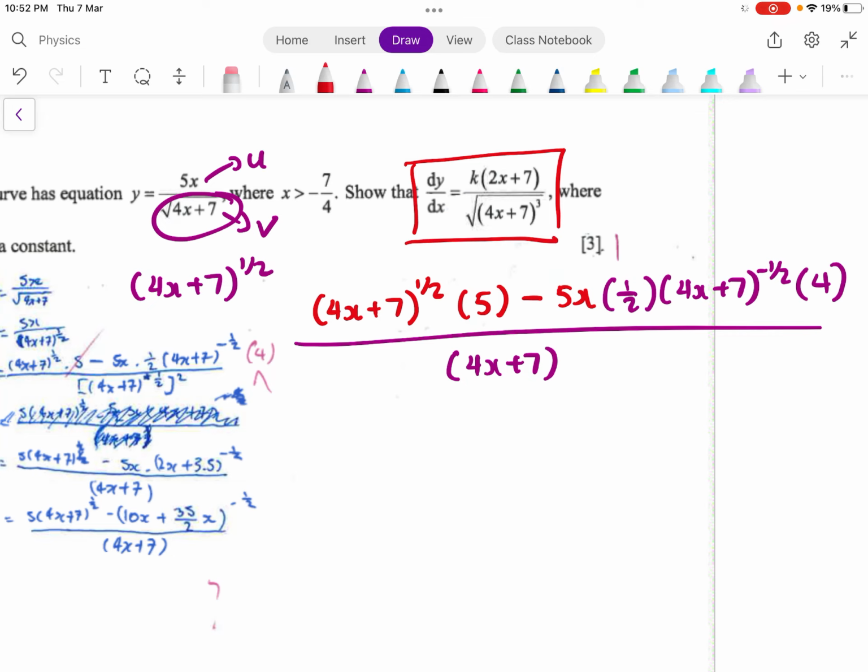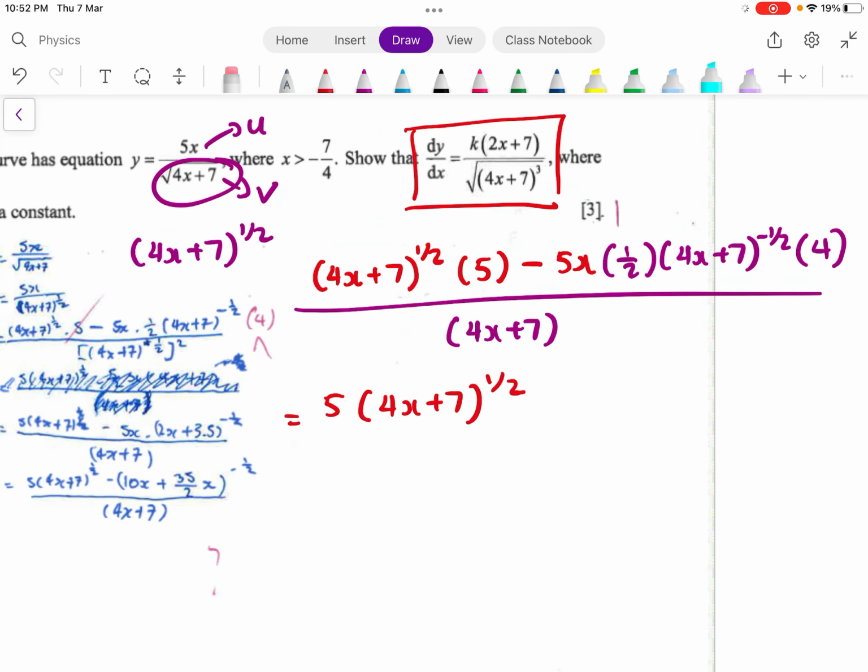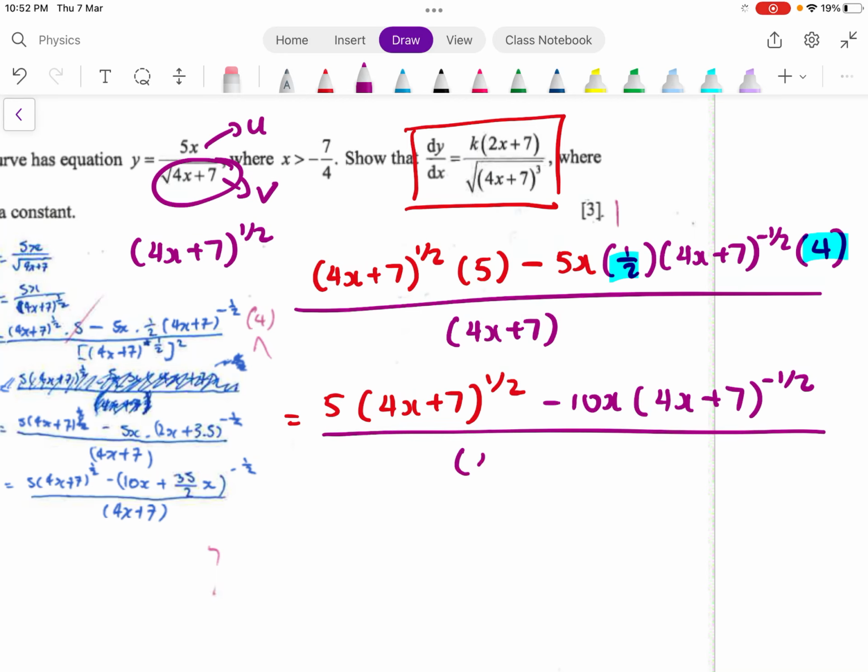Okay, now I continue simplifying the numerator. What I get is 5(4x + 7) to the power of half. Then the second part: 4 times half is 2, and 2 times negative 5x is negative 10x, times (4x + 7) to the power of negative half. The whole thing is divided by 4x + 7.